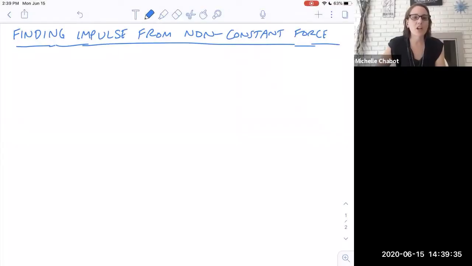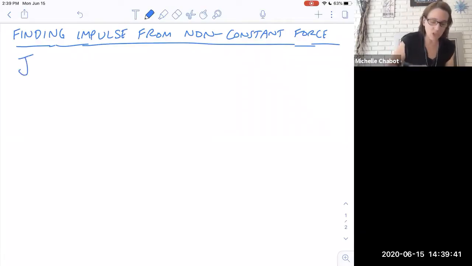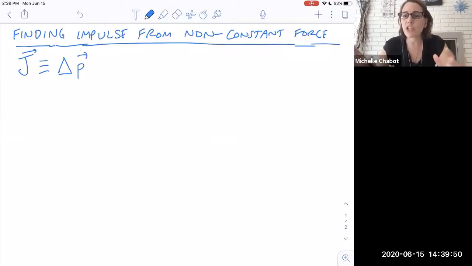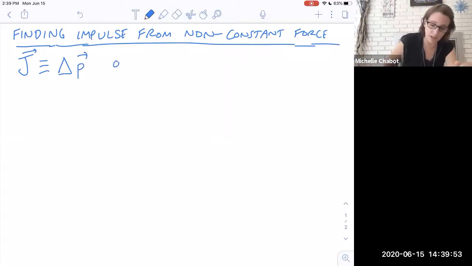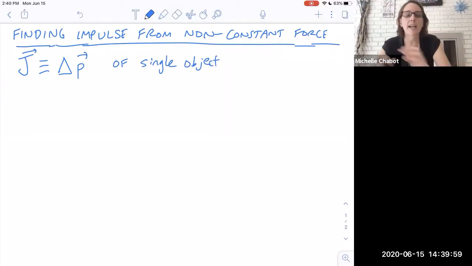In this video, we're going to talk about how to find impulse from non-constant forces. So impulse, capital J, is defined as the change in momentum. And these are vectors. And it's the change in momentum of a single object. And so we saw how that also is going to relate to the force and the time.